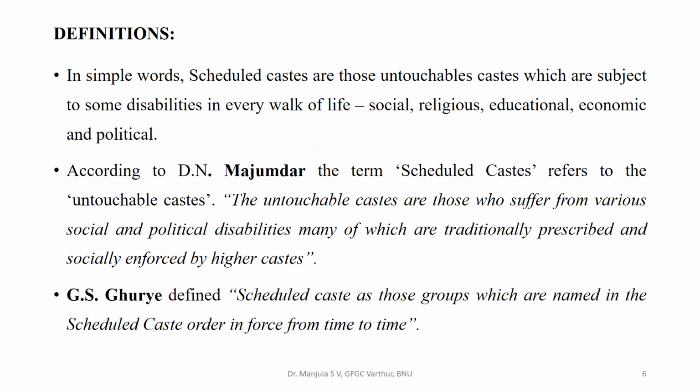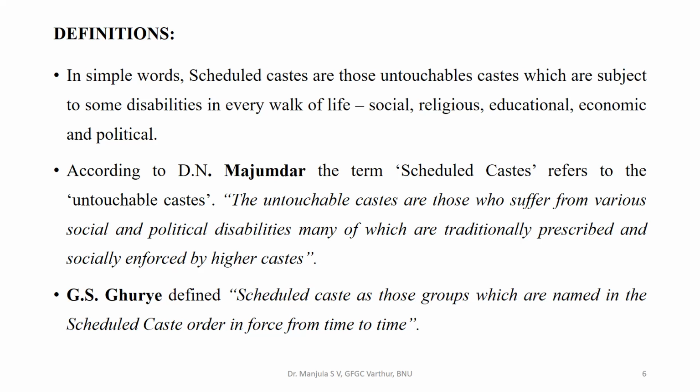In simple words, scheduled castes are those untouchable castes which are subject to some disabilities in every walk of life, such as social, religious, educational, economic, and political. Here, the scheduled caste people who are considered untouchable have certain disabilities in all fields like social, religious, educational, economic, and political disabilities.